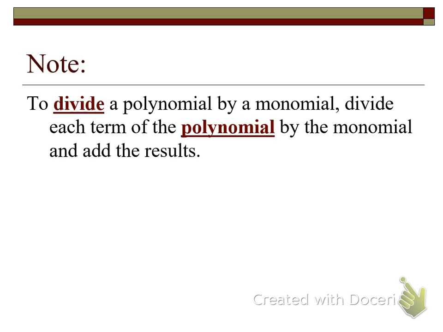To divide a polynomial by a monomial, divide each term of the polynomial by the monomial and add the results. So we're going to be splitting up our polynomial and dividing each term one at a time by that monomial. And then our answer will be another polynomial because we'll add those terms back together. Anybody need more time on that box?